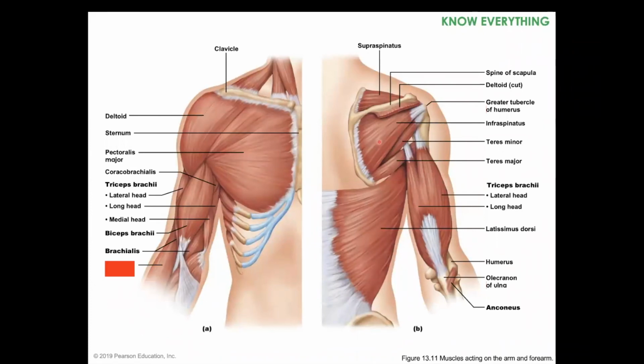And then here you can kind of see better in the shoulder region. We have our supraspinatus here at the top of the scapula, the infraspinatus across the back, the teres minor deep to the infraspinatus, and teres major, which is down here. And then again, we have our latissimus dorsi here.